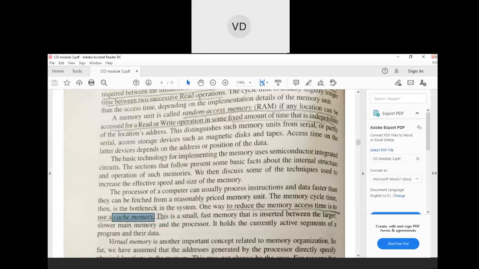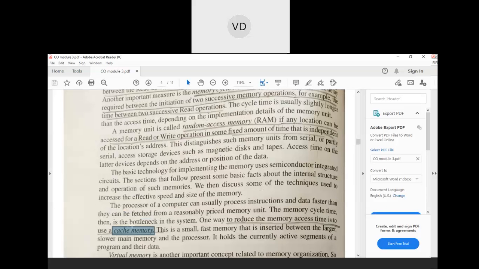Cache memory means it is a small memory which is between the processor and the main memory. Okay, between the processor and the main memory you have a cache memory. What is this cache memory? It contains the data which is frequently used. So it is temporary storage containing the frequently used data.